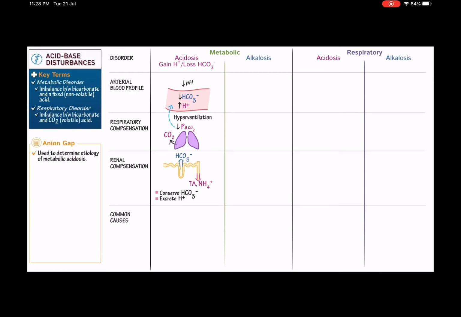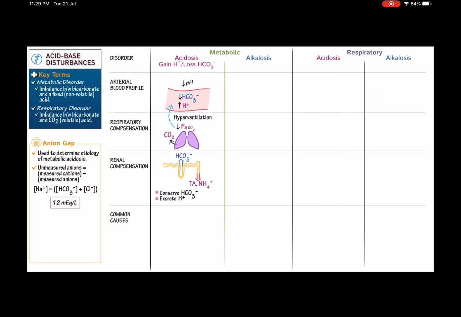Write that it's used to determine the etiology of a metabolic acidosis disorder. In a routine blood test, only some cations and anions are measured. The anions that are not measured constitute the anion gap. Because the total concentration of anions must be equal to the total concentration of cations, we know that the anion gap, the unmeasured anions, must be equal to the measured cations, usually sodium, minus the measured anions, usually bicarbonate and chloride.